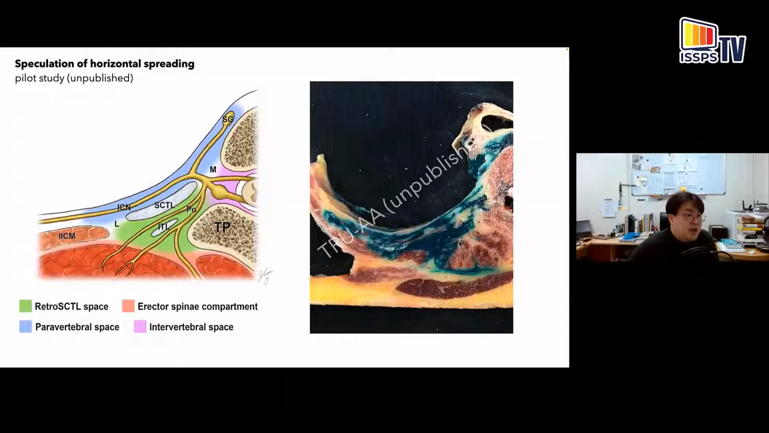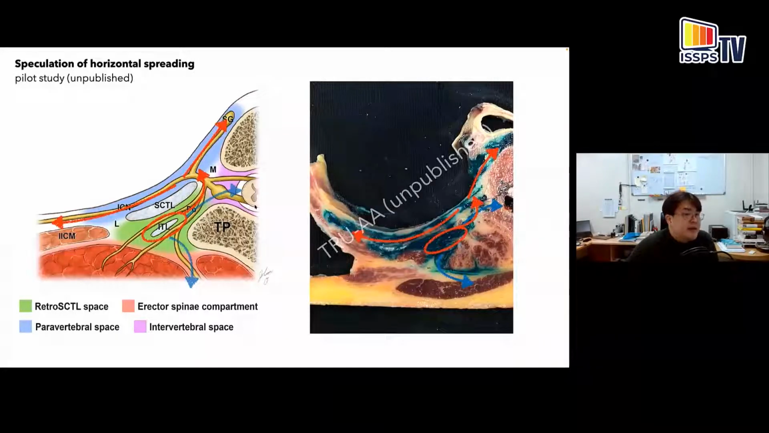After that, en bloc resection of the posterior body wall was performed, and this dissected posterior body wall was defrosted, and 1 centimeter serial sections were obtained. And then paravertebral dye spread was evaluated. Specimens showed a distinct staining pattern that highly corresponded to our anatomical findings.